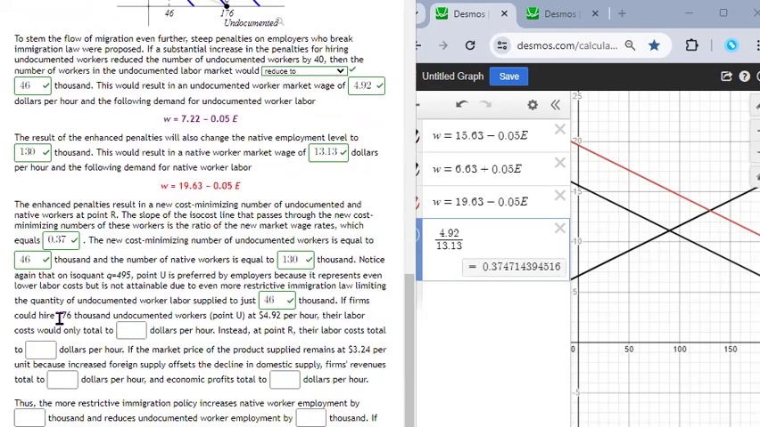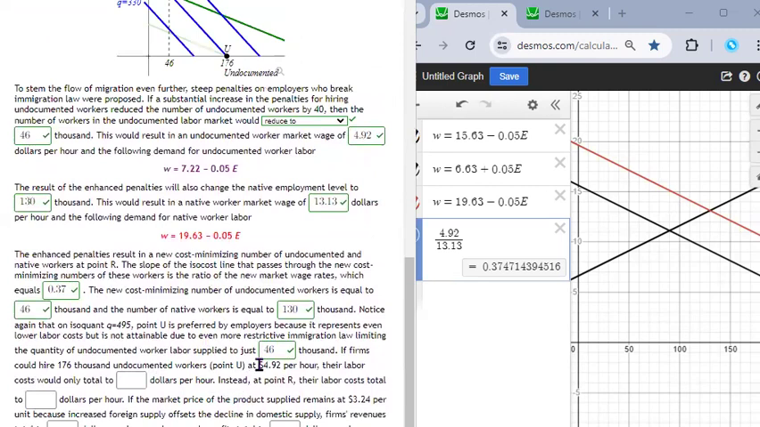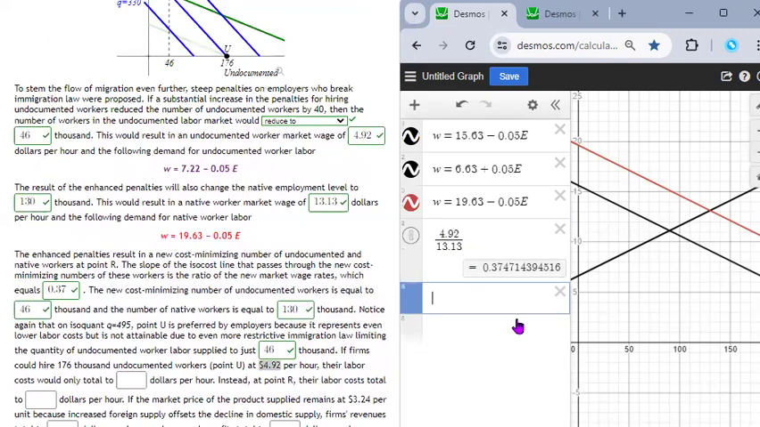If firms could hire the 176, if they could hire that 176, right, at $4.92 per hour, the new market wage, right, what would their labor cost be per hour? They're hiring 0 native-born workers at a wage of $13.13 an hour, right? So the labor costs would be even smaller than they were before, right?